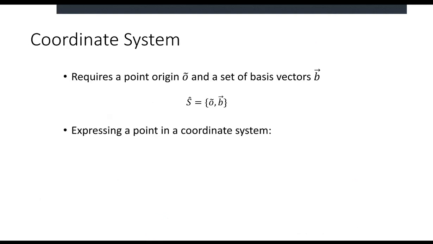So when we define our coordinate system, what we're looking at is an origin and a set of basis vectors, right? So we're going to have our coordinate axes, but the origin is going to tell us where that actually is. So here we will say our coordinate system S is going to have some point O as its origin and some basis, or set of basis vectors B.